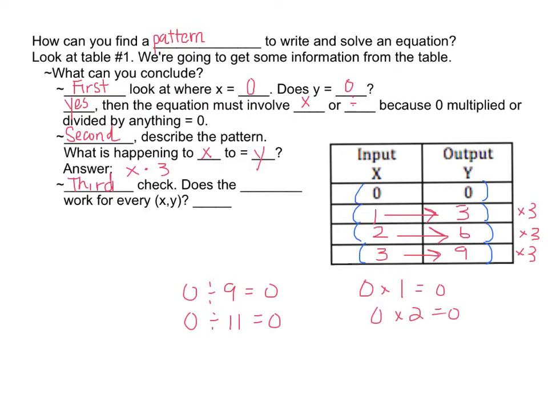Third, I'm going to check it. Does the rule work for every xy pair? So let's see, if my rule is 3 times x equals y, I could say 0 times 3 equals 0. So yes, it works for that row. Then 3 times 1 equals 3, so it works for that row. 3 times 2 equals 6, it works for that row. And 3 times 3 equals 9. So yes, my rule works for every xy pair.